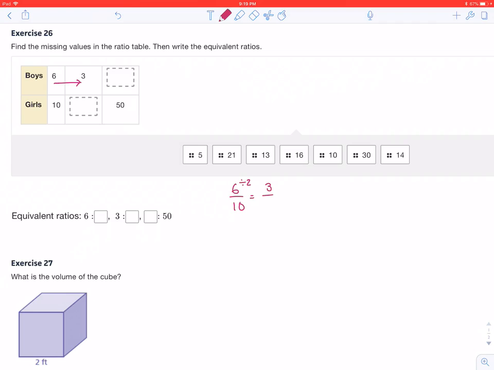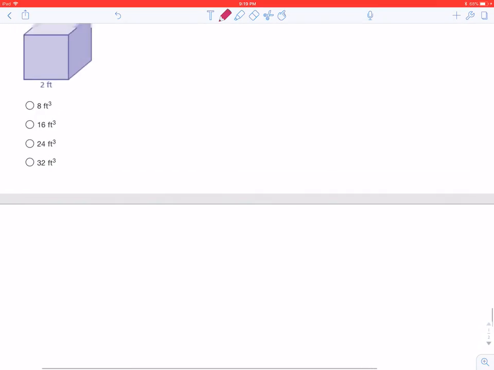Well, 6 to 3 is like you can divide 6 by 2 to get to 3, and so we would divide 10 by 2, and we would get that 6/10 has an equal ratio of 3/5. And then we can also set that equal to the other ratio, which is going to be an unknown number of boys, X, over the 50 girls. And then we need to solve for X in this case as well.